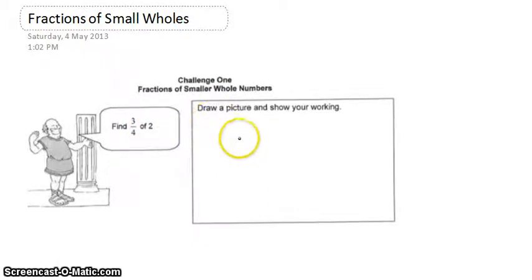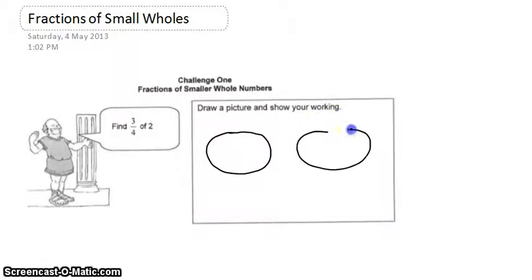So in class what we did was draw 2 wholes, or 2 pizzas, 2 pictures, and then we looked at, well, let's find 3/4 of one of those wholes first. So 3/4 of 1. And let's look at 3/4 of another whole. And then see how many quarters we have altogether.